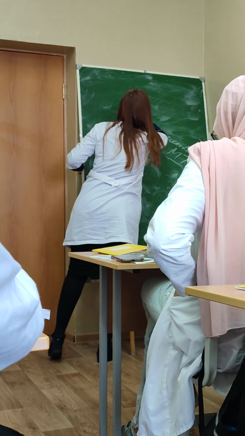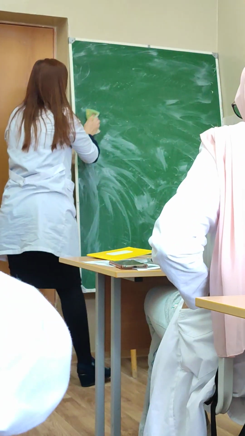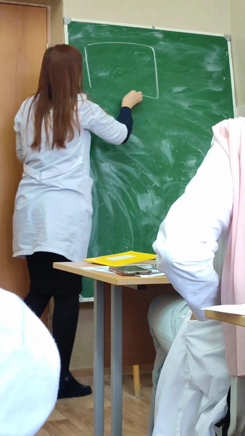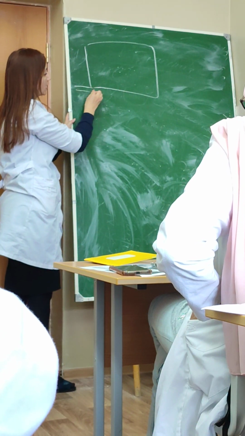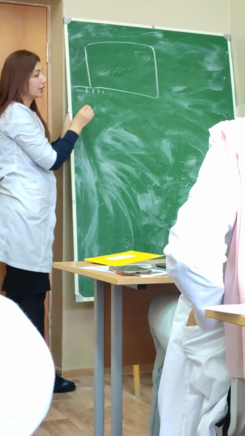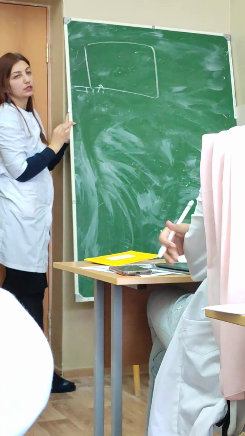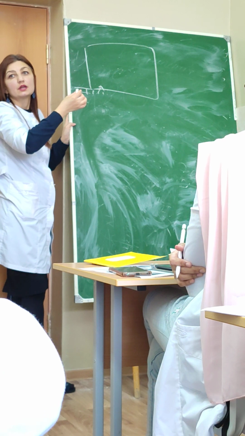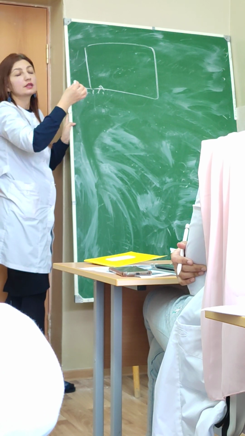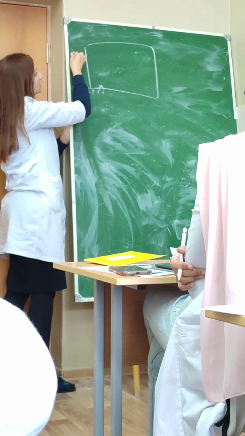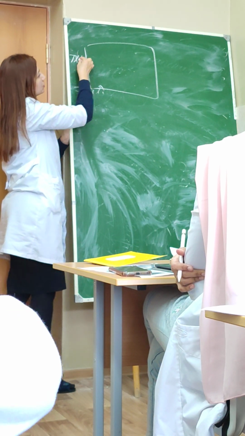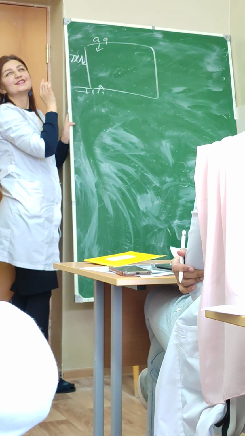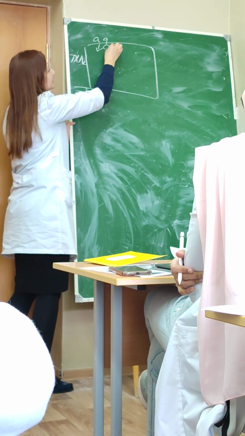If we speak about aggregation, what cells participate? Platelets. Yes. Von Willebrand factor. To activate platelets, we need some products in the vessel, and they will activate the platelet. What does the platelet begin to release? Thromboxane. Who makes thromboxane? COX-1.